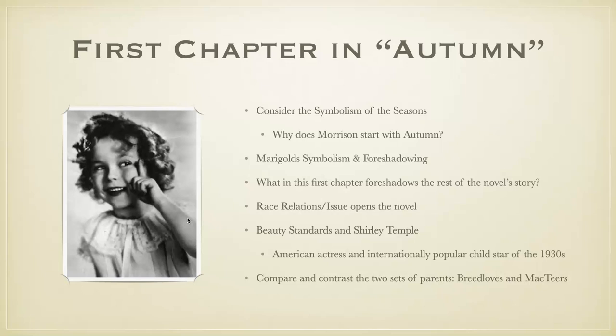Now, it's interesting that she chooses autumn to begin the story. So I want you to think about, as you're reading the chapters within the autumn section, how does that relate? How is she changing our perspective of this? I also want you to look at and think about, in the opening here, the marigolds, the symbolism, and the foreshadowing related to the marigolds, and what happens toward the end of the story with the marigolds and the seed planting.